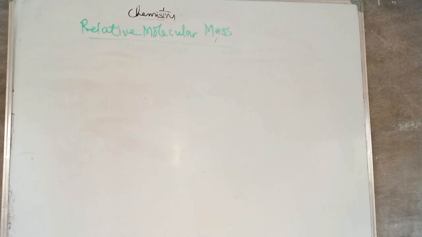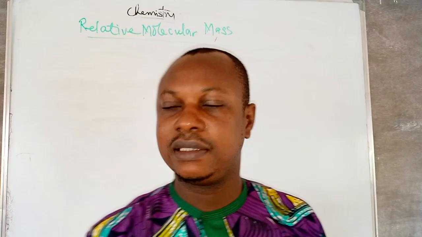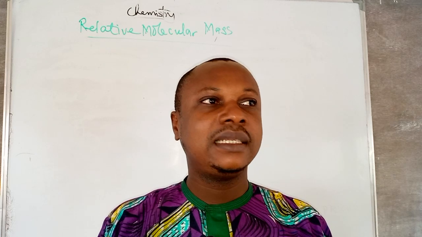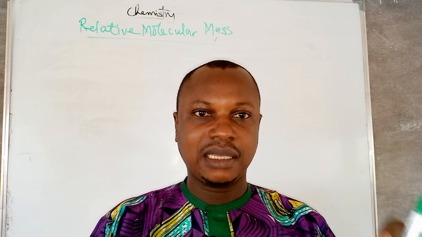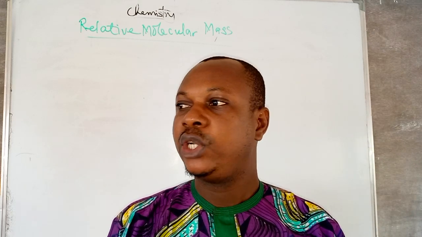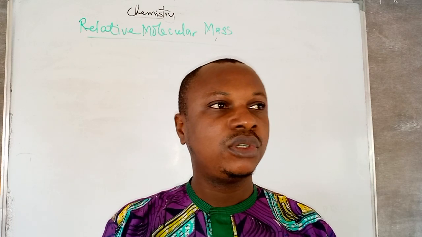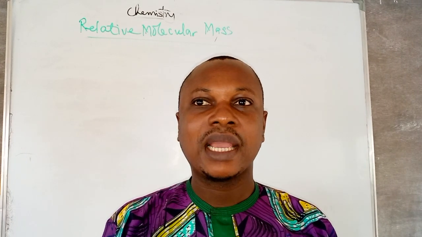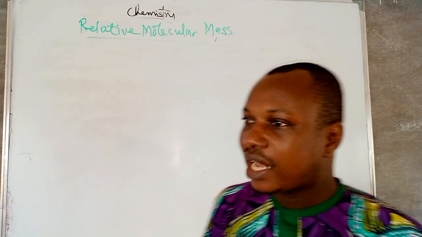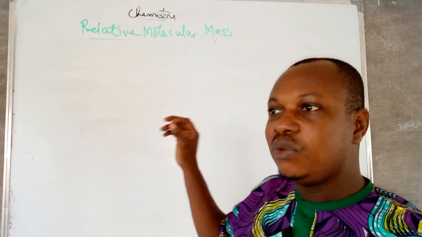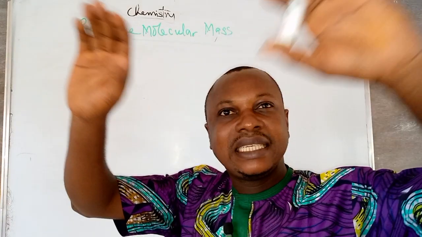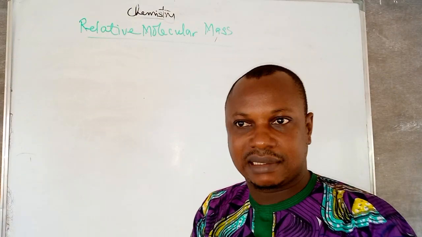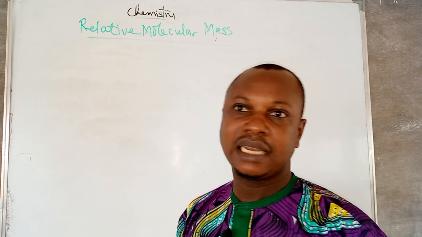Relative molecular mass. Relative molecular mass of a compound is calculated by adding the relative atomic masses of the respective elements that make up a compound. Don't forget that a compound is formed when two or more elements are chemically combined together. So if we are talking about relative molecular mass, the way you can calculate the relative molecular mass of a compound is by adding the relative atomic masses of every element inside that compound.